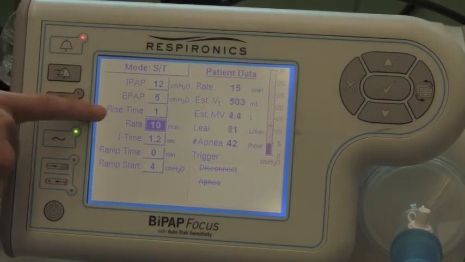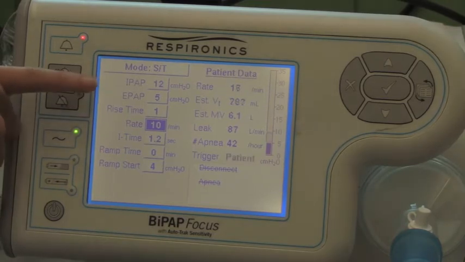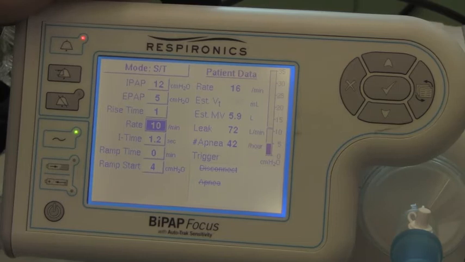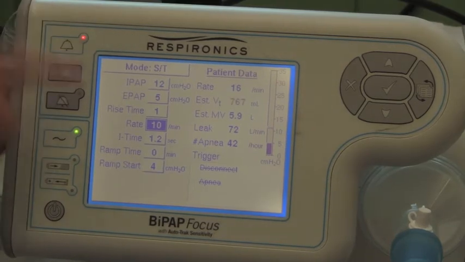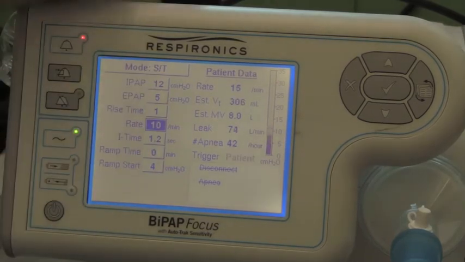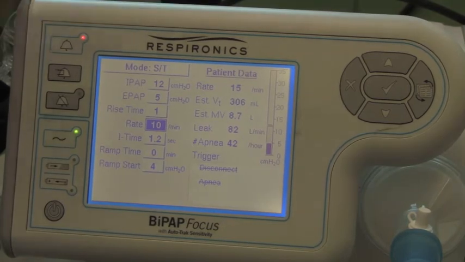The rise time, this is how quickly the machine goes from expiratory pressure to inspiratory pressure. In the acute setting, you want it to be set as low as possible, so this is 1, sort of 1 and 2, as they'll need the breath quickly.